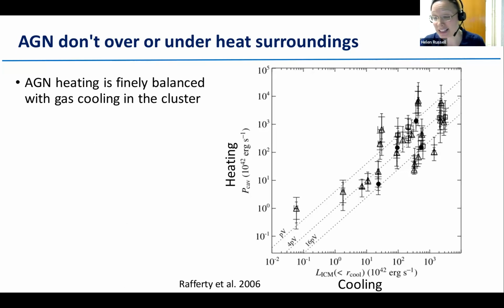We're trying to suppress this, of course, to prevent star formation. So this is a plot from David Rafferty's work in 2006, looking at rich clusters and all of the energy injected by the radio bubbles, and found that essentially they're lying along this one-to-one line at the center here. So AGN feedback is really quite carefully tuned to the cooling rate, which is just incredible, really.